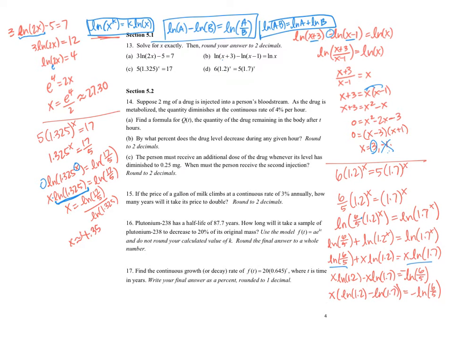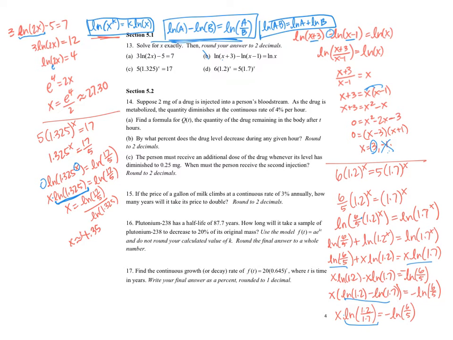And if you want, you can combine these two into one log using this property here. If I do that, I'll have x times the natural log of 1.2 divided by 1.7 equals negative natural log of 6/5. Then I can divide this thing over, because it's just being multiplied by the x, and I've got my exact answer.